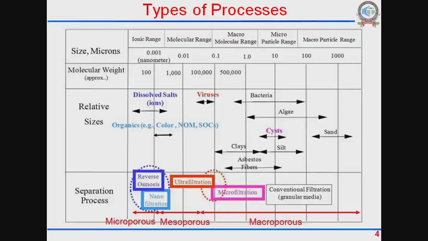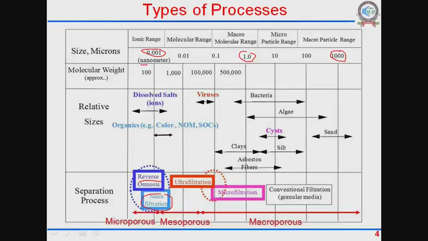Here, size in terms of microns: this is 1 micron. This is 1000 microns, that is 1 millimeter. This is 0.001 micron, so that is 1 nanometer. Ions or simple molecules would have a molecular weight less than 100, and their sizes would be 1 nanometer and below. If you want to separate those, we will have to use a process wherein the pores in the membrane are really small, and we call these processes nanofiltration or reverse osmosis when we are separating ions from water.